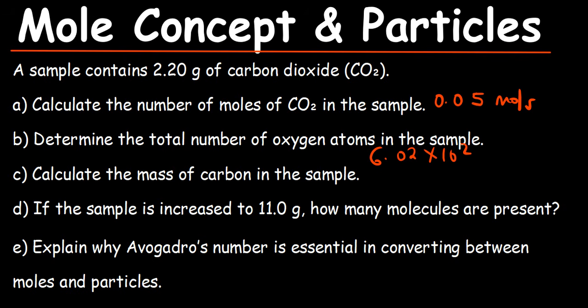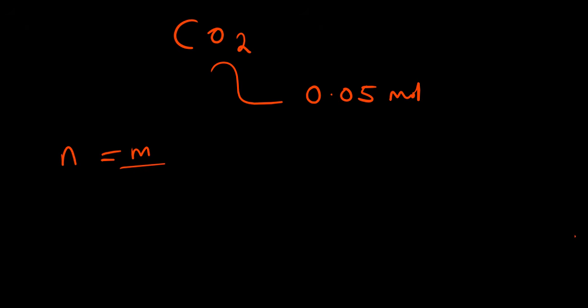Okay, then C, we are told to calculate the mass of carbon in the sample. So the sample is still the same. We're talking about carbon dioxide. The moles of carbon, we've already found, is 0.05 moles. You know that for us to find the mass, number of moles is equal to mass over molar mass. In this case, the mass will be equal to number of moles multiplied by the molar mass.